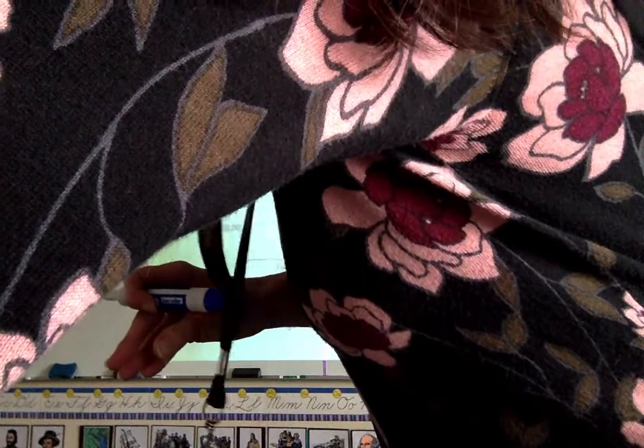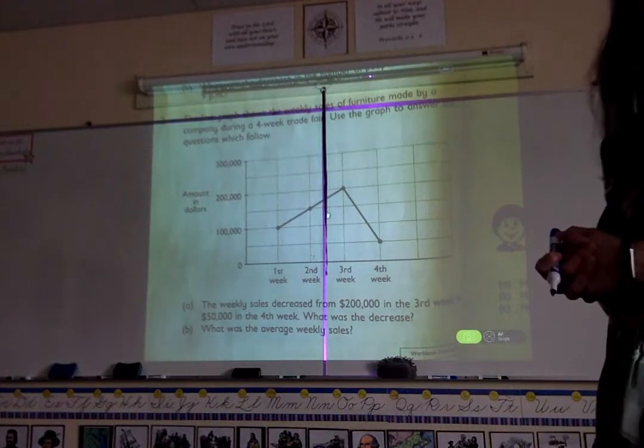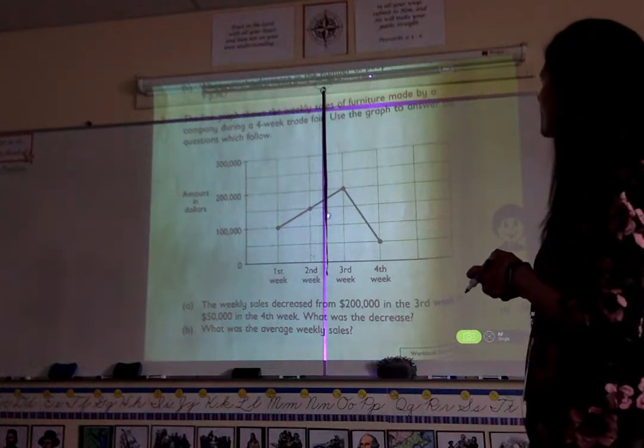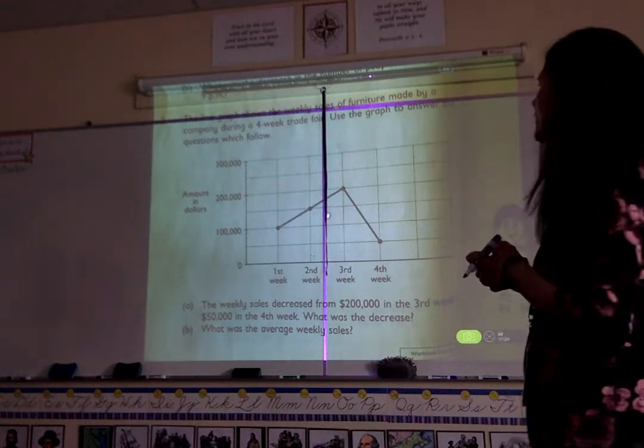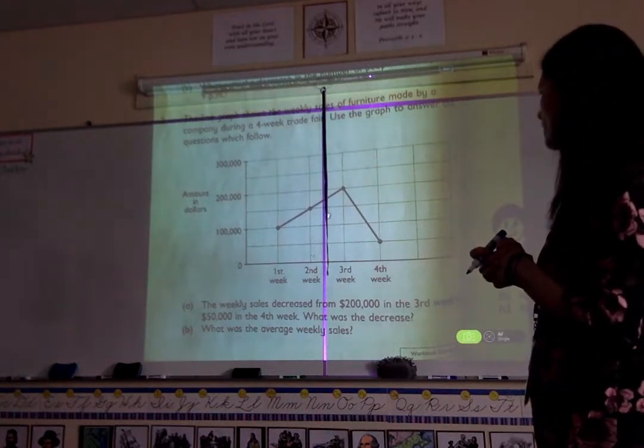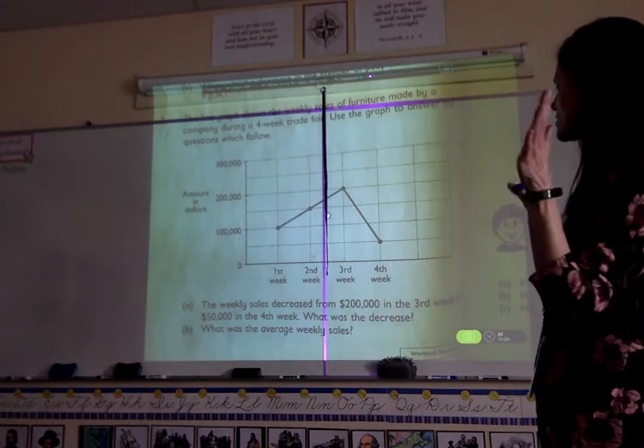It says, the line graph shows the weekly sales of furniture made by a company during a 4-week trade fair. Use the graph to answer the questions which follow. Okay, so let's just see what we're looking at here.